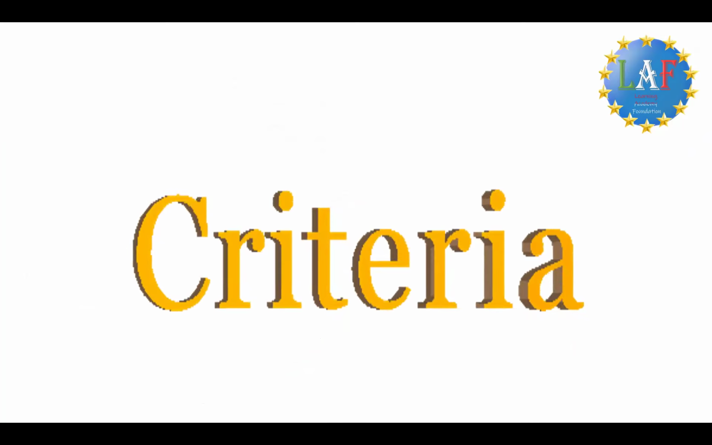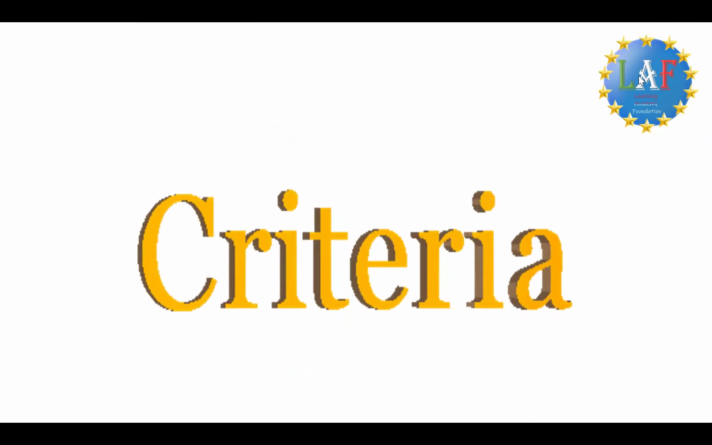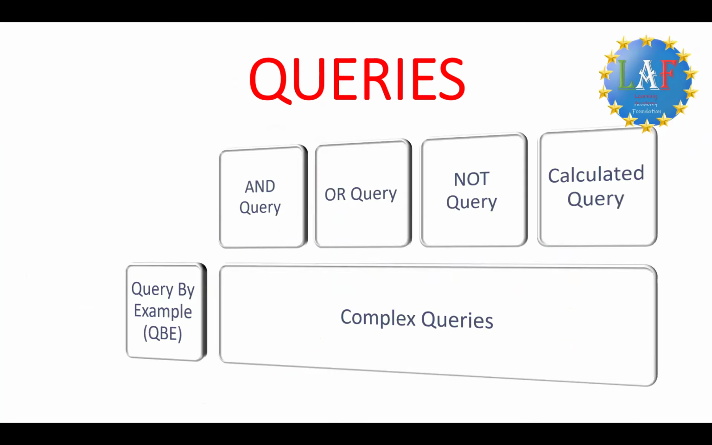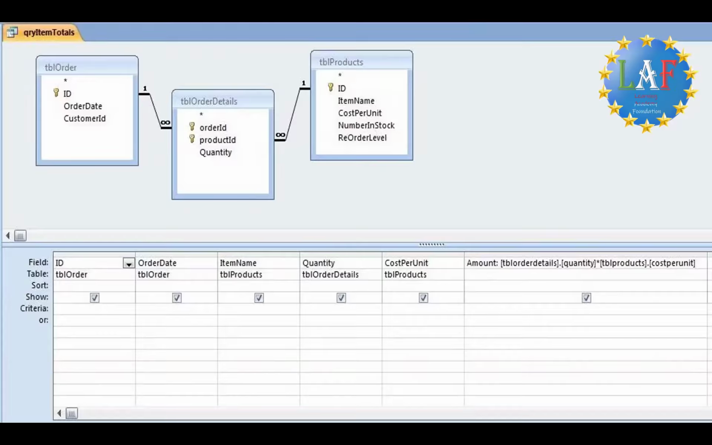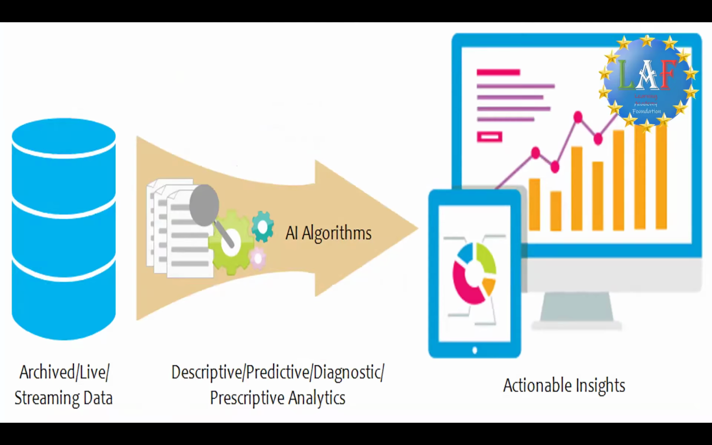And then we have a NOT query, which excludes records with certain criteria, and a calculated query, which performs operations like totals, averages, or custom formulas. Queries transform raw data into meaningful insights, from archived and live streaming data to descriptive, predictive, diagnostic, and prescriptive analytics through AI algorithms into actionable insights.